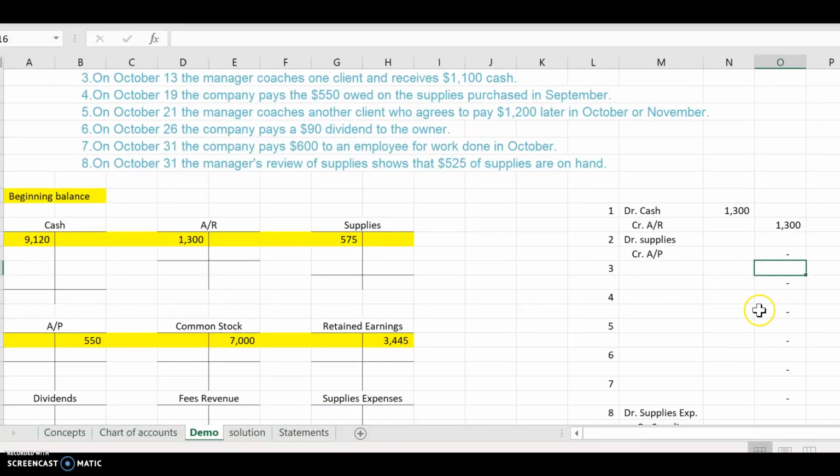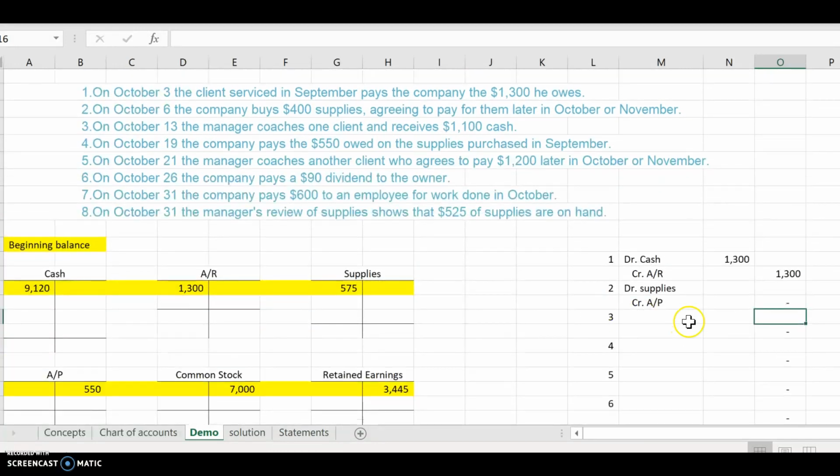Okay. The second transaction is on October the 6th, the company buys the $400 supplies, agreeing to pay for them later in October or November. So when we buy supplies, supplies increase, obviously, right? So I'm debiting supplies because it's an asset account, increases with a debit side. Because I didn't pay for it, so I cannot credit cash.